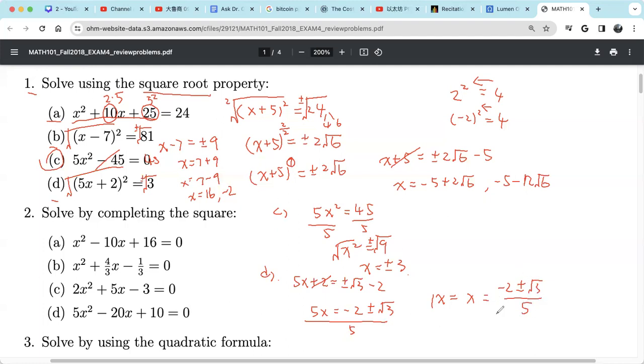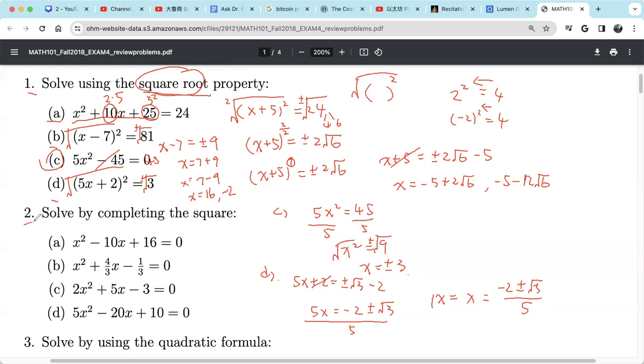So I have two irrational solutions. We want to keep these as they are. We don't want to evaluate or approximate the square root of 3. We keep irrational solutions just like this. We have two solutions, right? One is negative 2 plus radical 3, divided by 5. One is negative 2 minus radical 3, divided by 5. So the first type is using this square root property, which means we want to make the left-hand side a perfect square form. Then we square root.